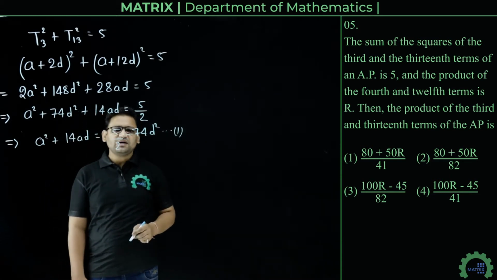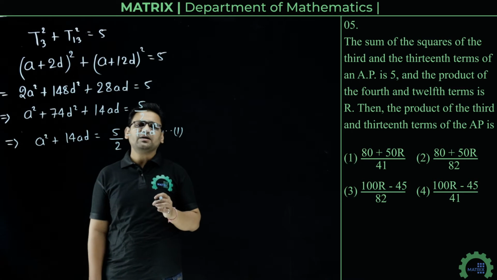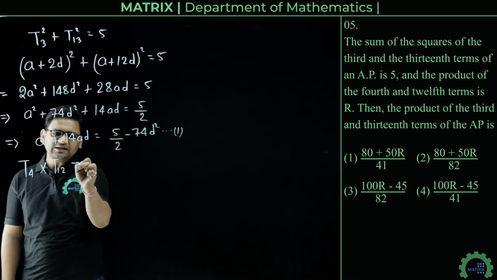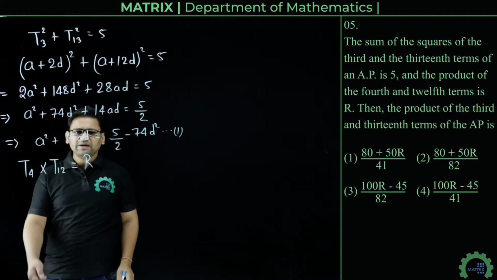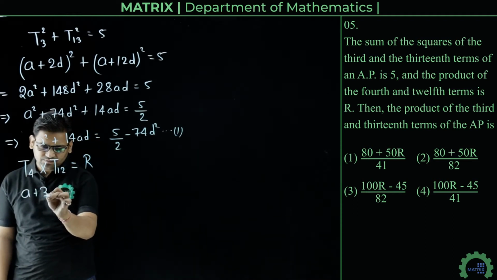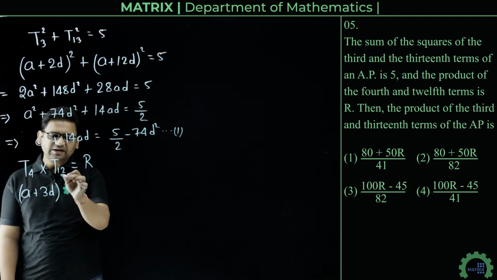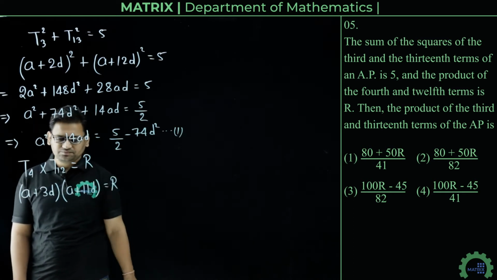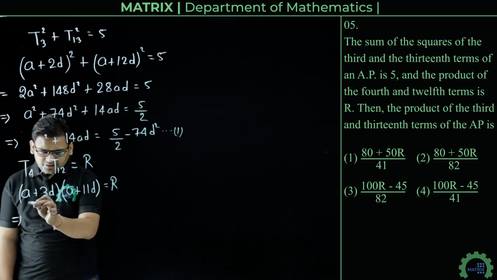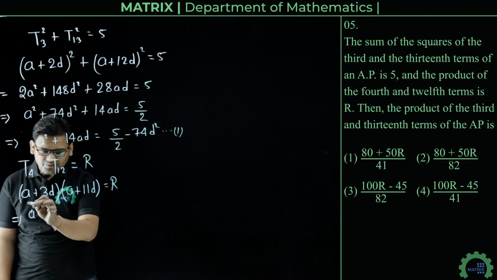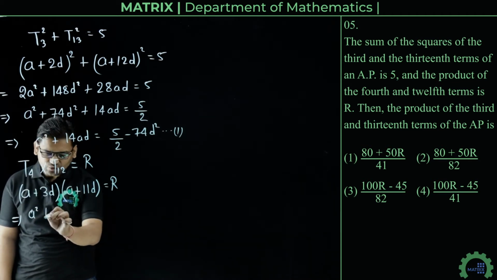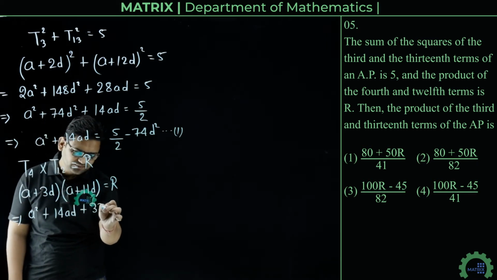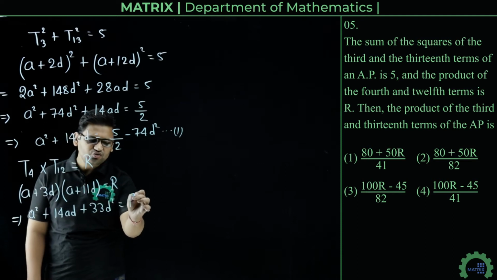Now second condition is the product of the fourth and 12th term is R. The product of fourth and 12th term is R. So fourth term can be written as A plus 3D and 12th term can be written as A plus 11D. That will be equals to R. On simplifying this, we get A square plus 11AD plus 3AD, that is 14AD, plus 33D square. That will be equals to R.